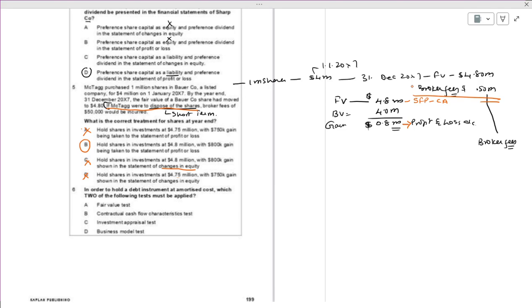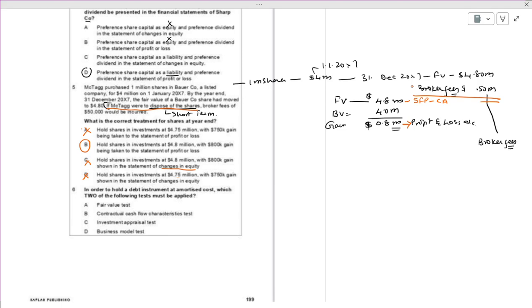If they have not said, see, what they are saying is that the fair value was more if Tag were to dispose of the shares. Definitely, when your intention is to sell off the asset, it means it is a short term. But keep in mind, if it is long term, they will mention clearly that they were purchased in 2007 and now it is 2009. Automatically you should understand that almost 2 years are over, so it is a long term.